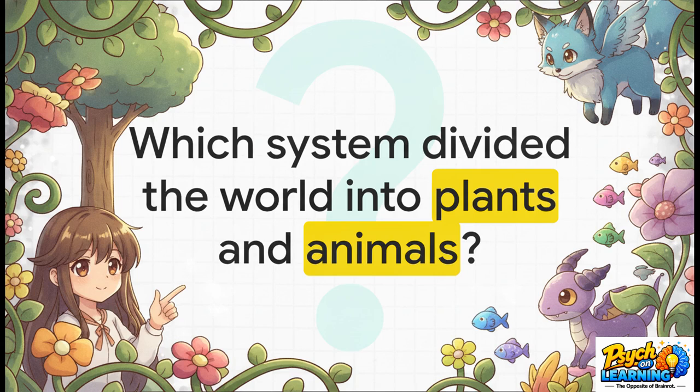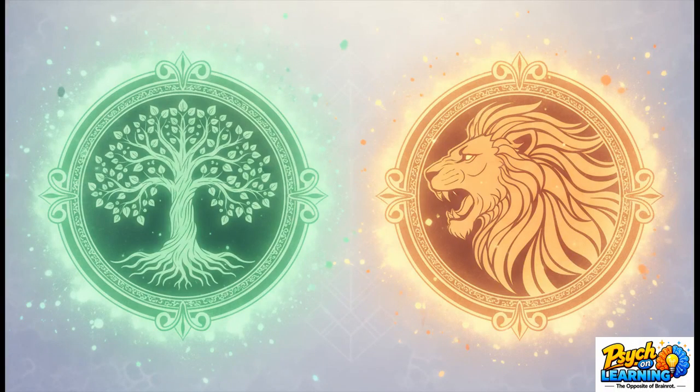Question 2. Which old system divided the world only into plants and animals? Do you remember the name of that very first attempt? The answer is the two-kingdom classification. Extra points to you if you remembered it was created by Linnaeus way back in 1758.